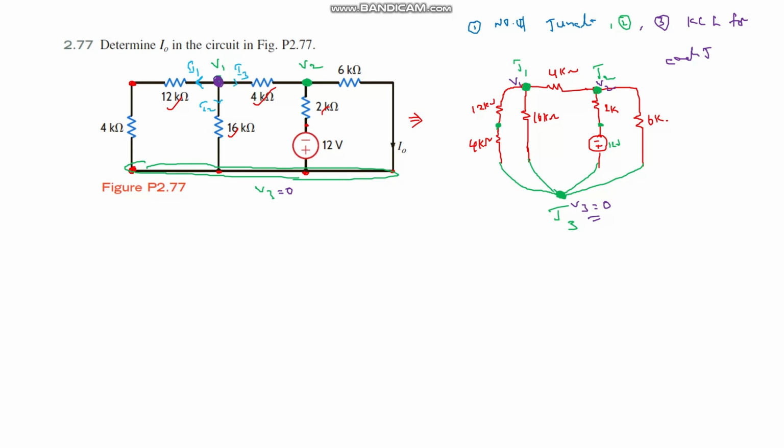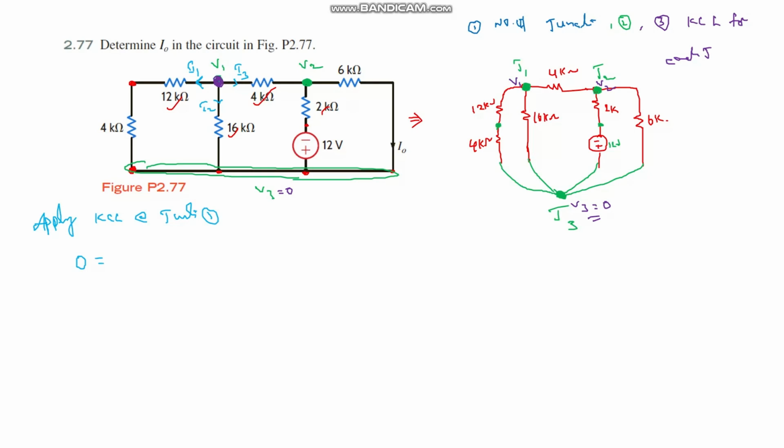There are three paths at junction 1. The directions at junction 1 are I1, I2, I3. I am assuming all are outgoing currents. You can assume any directions. Now apply KCL at junction 1. According to KCL, the sum of incoming currents equals the sum of outgoing currents. There is no incoming current at junction 1, so it equals 0.